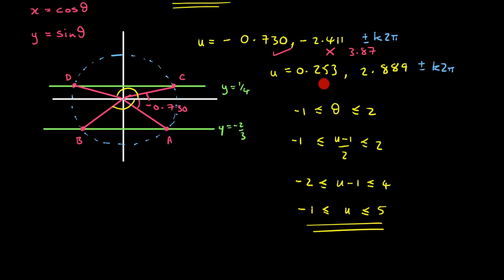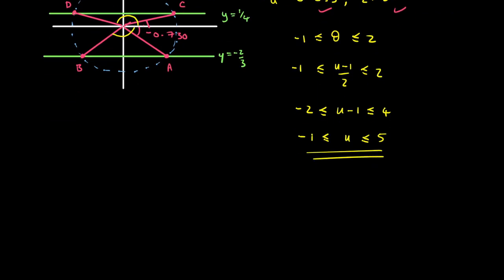What about this one over here? 0.253. Yeah, that fits within these values. And what about this one here? 2.889. Yeah, that fits within these values. And I should probably just do one final check, that I should add and subtract 2 pi to all of these and see if I get another value that fits inside. But I don't think I do. So my values for u which are acceptable are now this, 3.87, this, and this. Okay, so then the final step is just to find the values of theta.